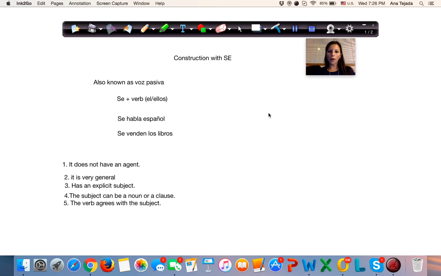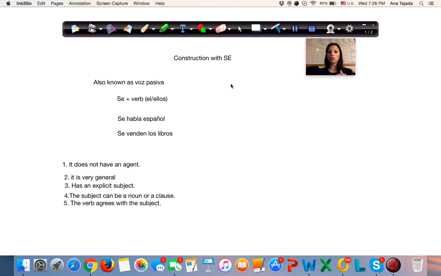Hola chicos, hoy vamos a hablar sobre construcciones con se. Constructions with se are used to form general statements or even to come up with rules. So let's look at how they work, okay?